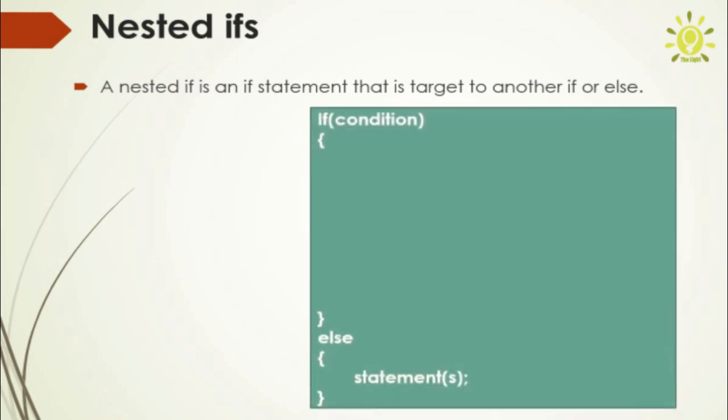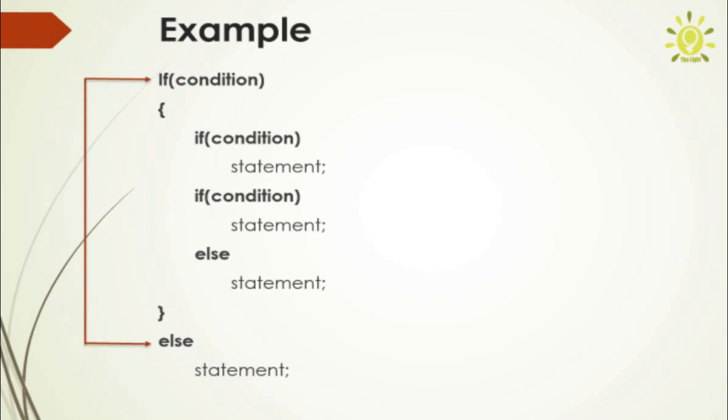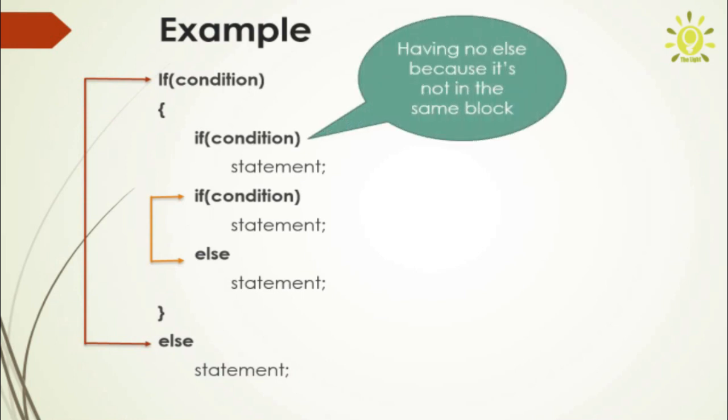So guys, if you use an if condition and then a block, this one is actually the outer if and this one is actually the inner if statement. Get this point: the main thing to remember is that an else statement always refers to the nearest if statement. Take an example. You can see that here we use two else statements. The last else statement is associated with the first if statement, and the second last else is associated with the third if statement. You can see that the second if statement has no else because it's not in the same block.